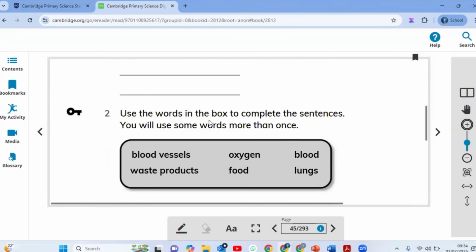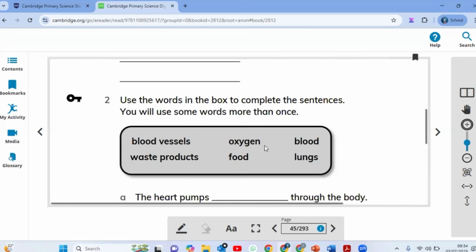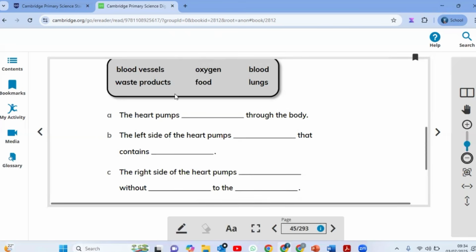Let's go to the second question. It says, use the words in the box to complete the sentence. You will use some words more than once. We are not going to answer all the questions. So read the questions and try to answer them. You have 15 seconds.